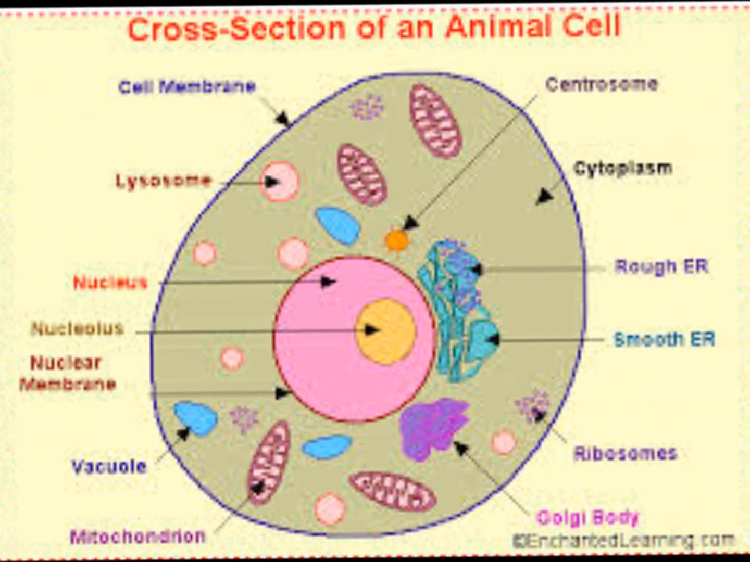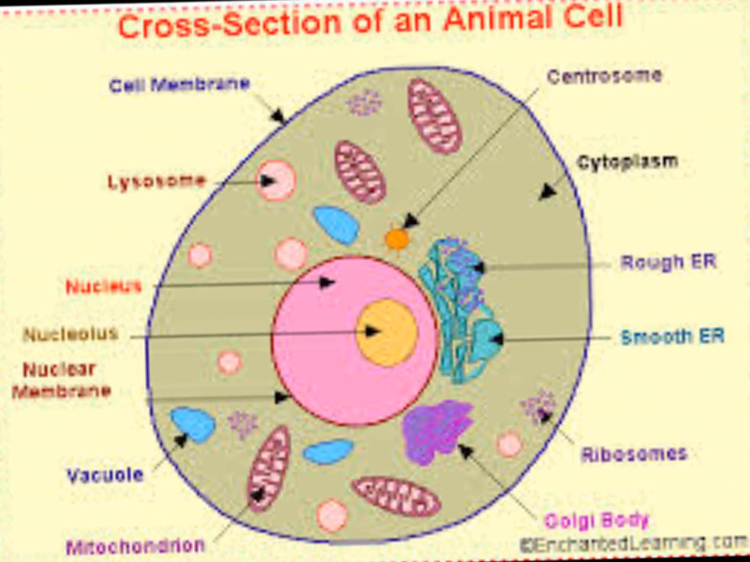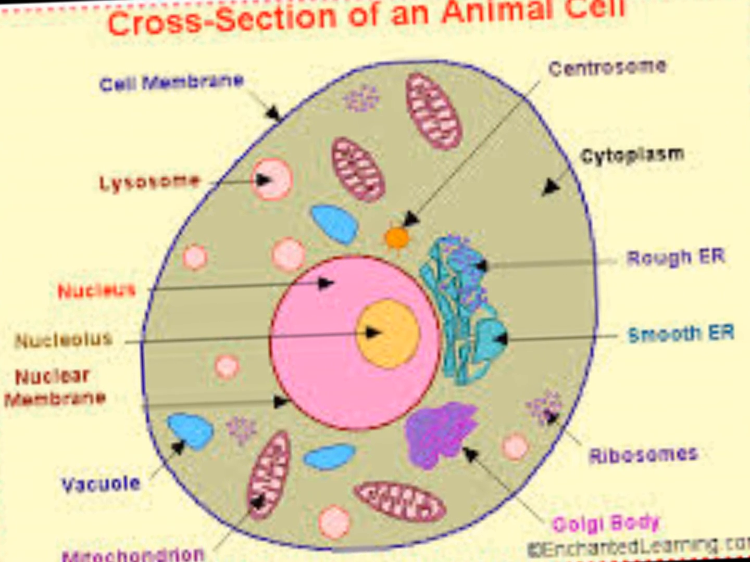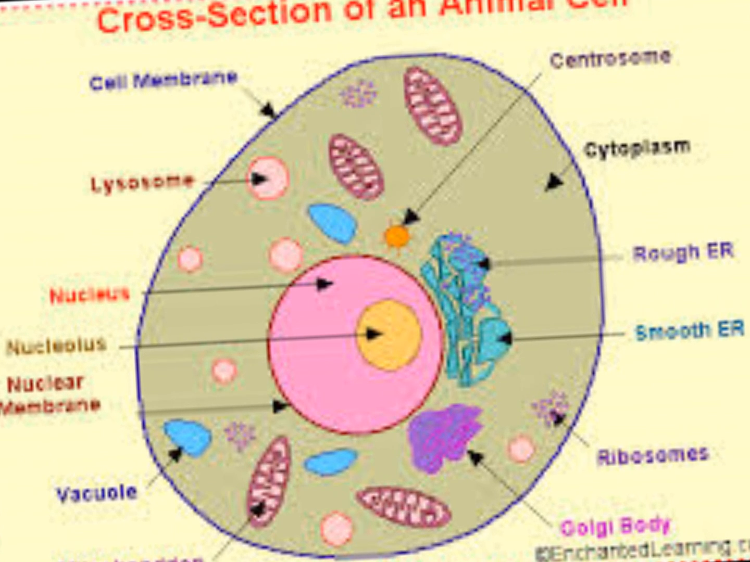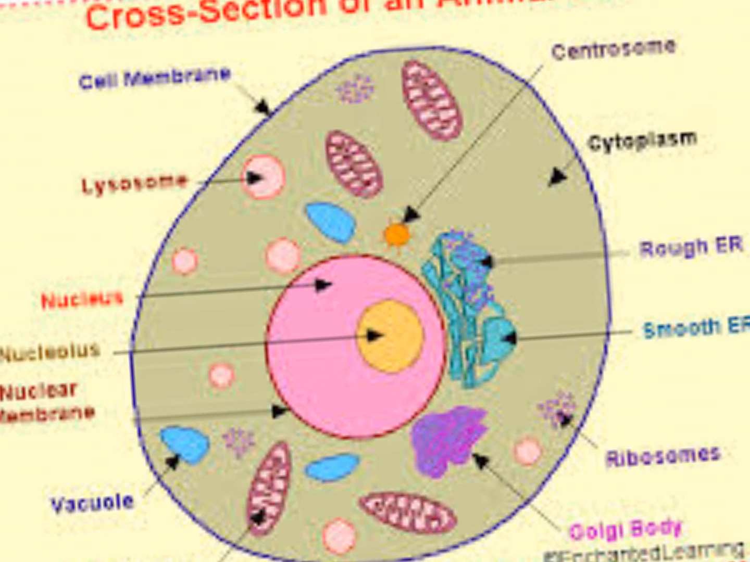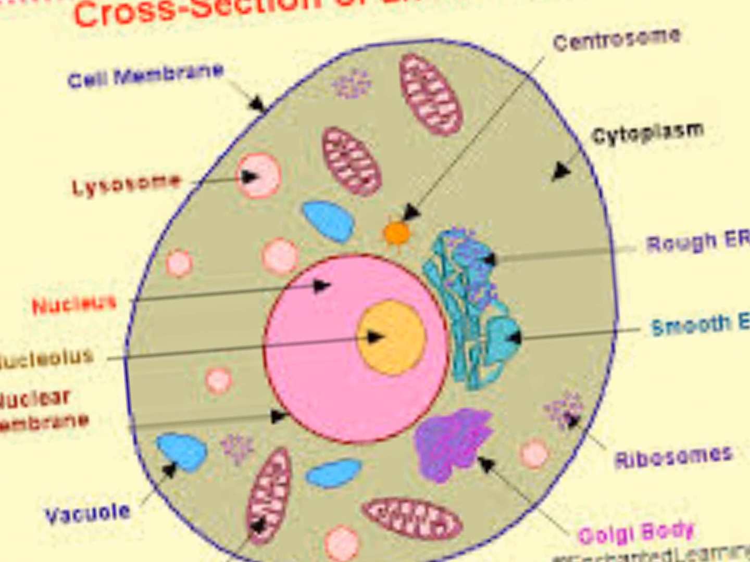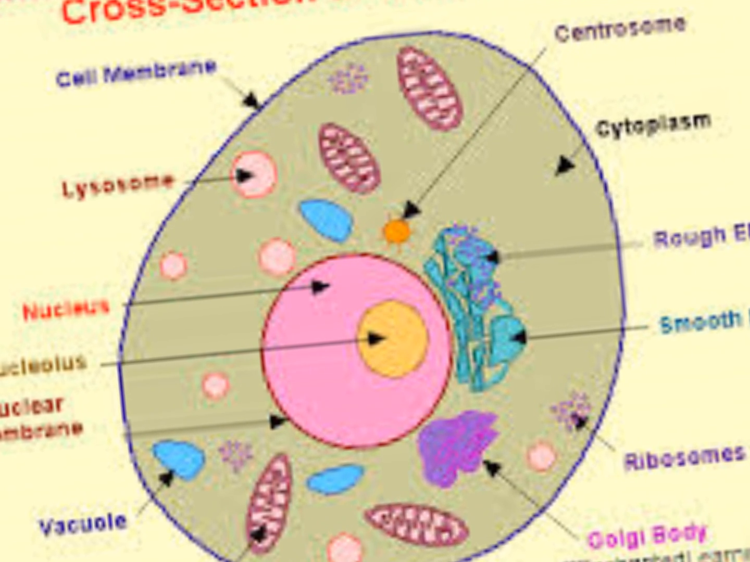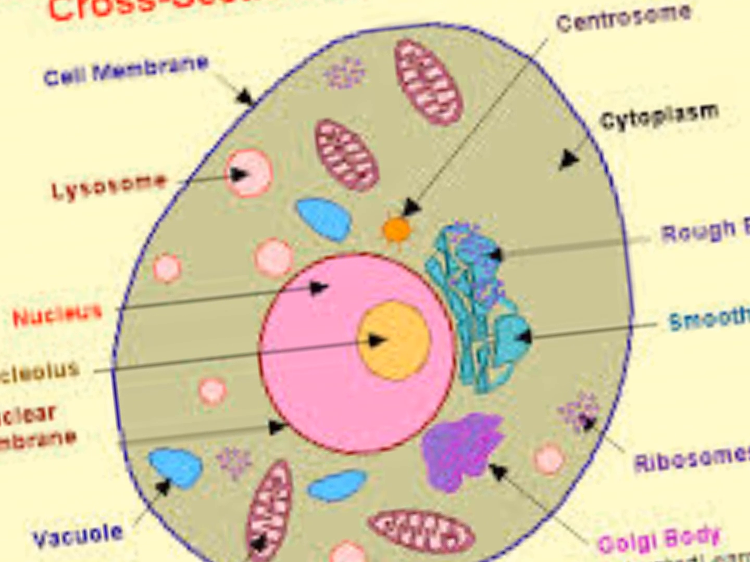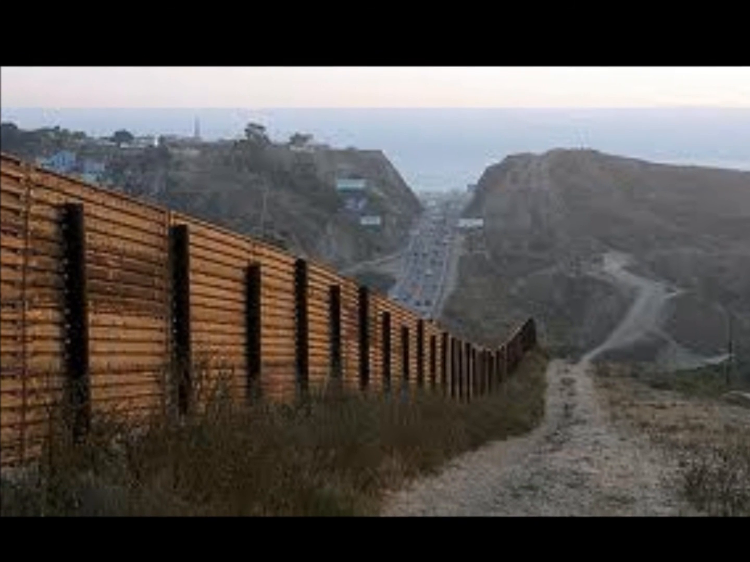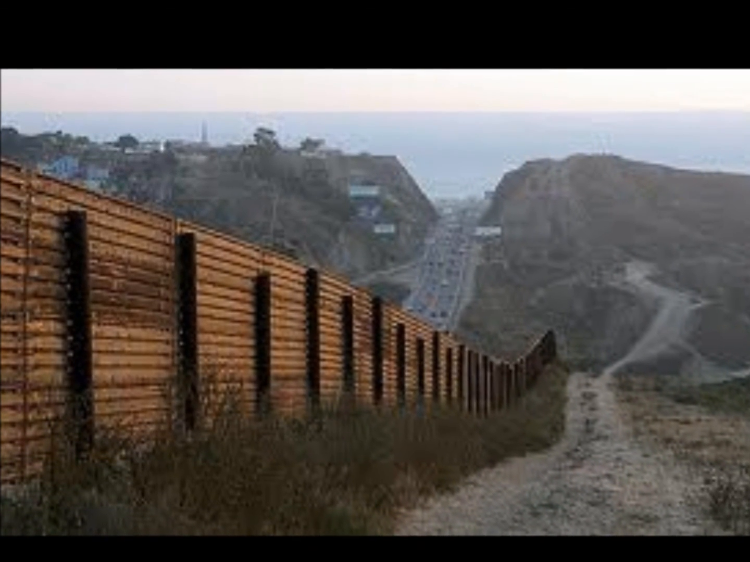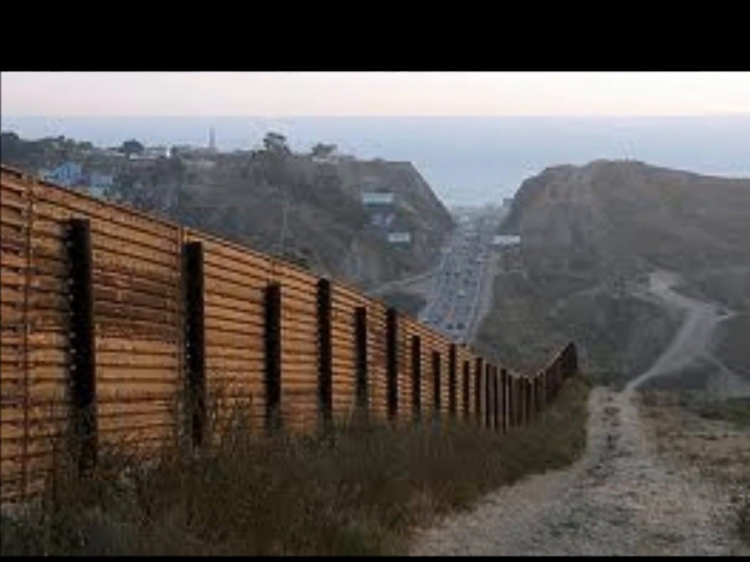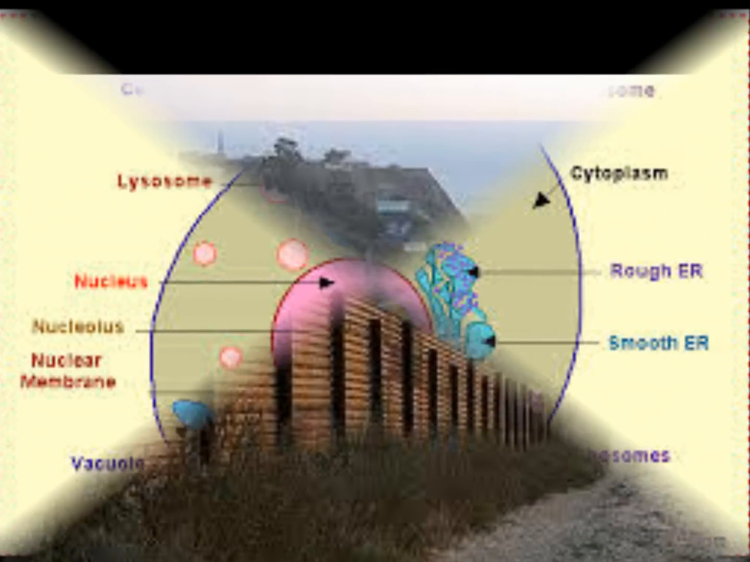Last but not least, we have the cell membrane. This membrane protects the cell and allows materials to enter and leave the cell. The membrane is selective and allows only certain materials to come into the cell. The membrane is like the US borders. Our borders only allow certain people and materials into the United States.